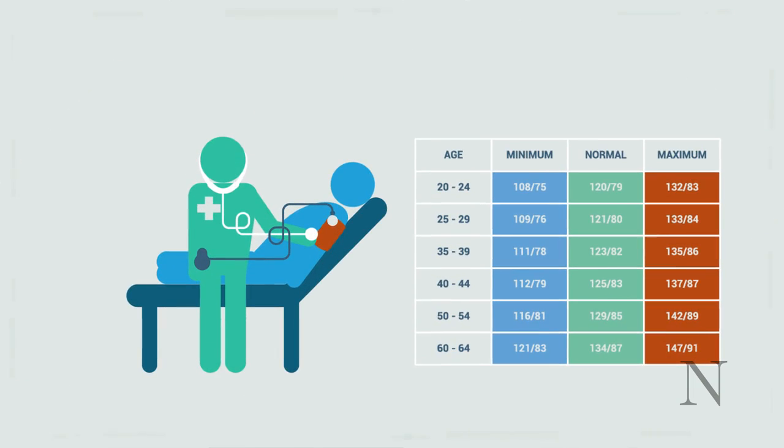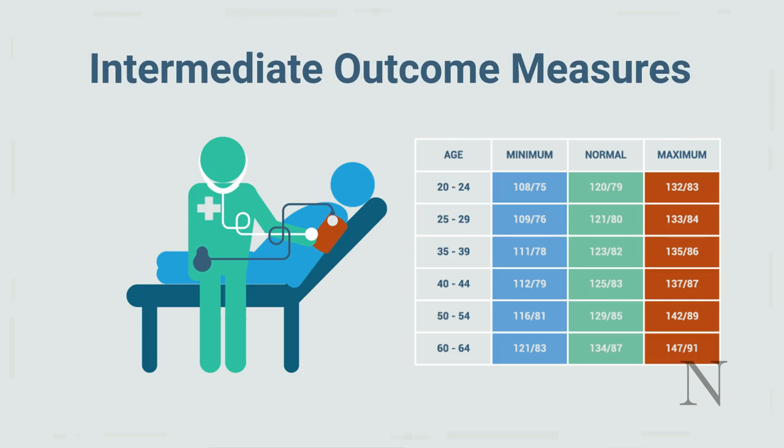Some outcome measures are considered to be intermediate because they pertain to a patient's physiological state that can lead to longer-term health outcomes. An example of an intermediate outcome measure is a patient's blood pressure and whether it is in the desired range clinically. Very high or very low pressure can lead to negative health outcomes such as stroke.